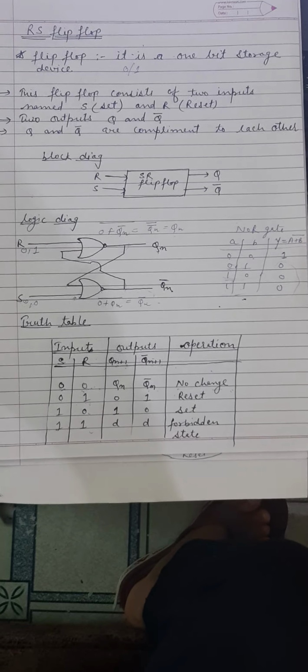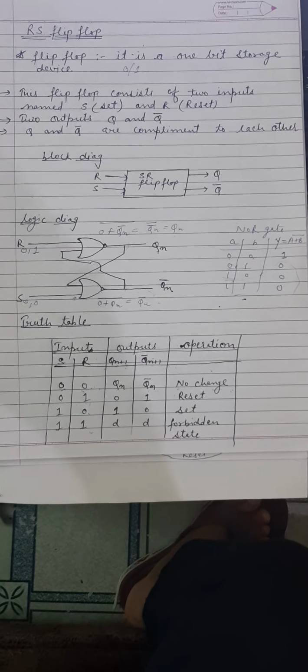You can see in this truth table, if one of the inputs is 1, then the output is 0. So you can learn the truth table of the NOR gate as: if one of the inputs is 1, then the output must be 0. If both inputs are 0, then only the output is 1.